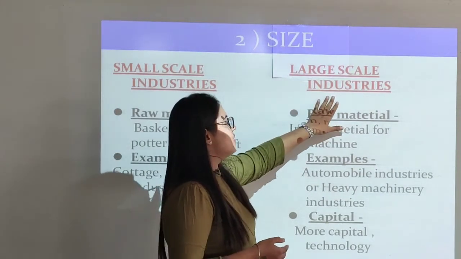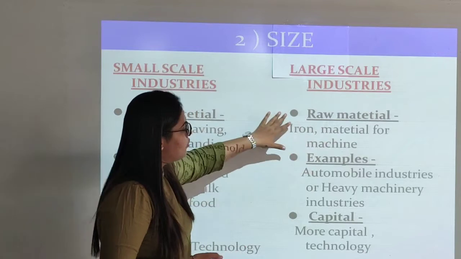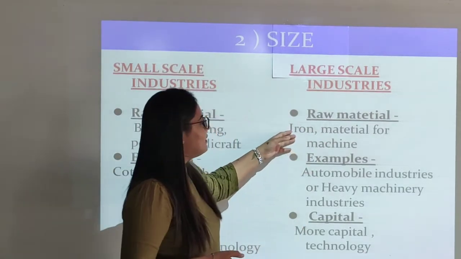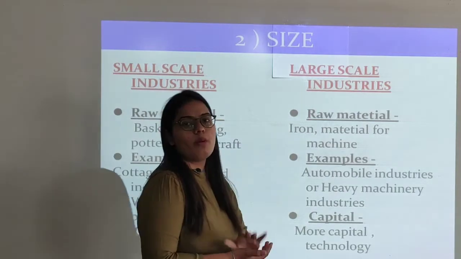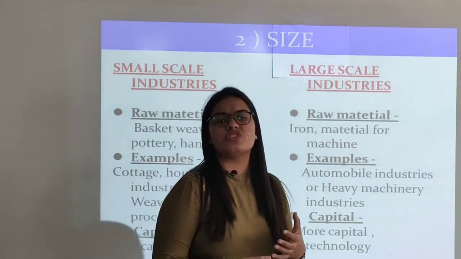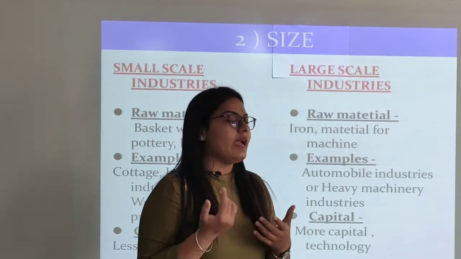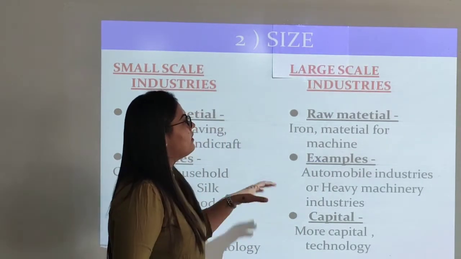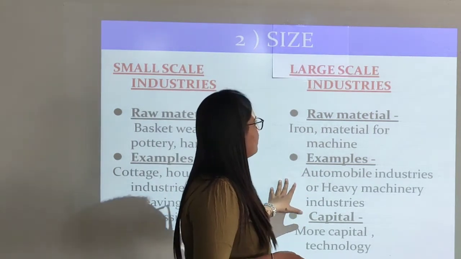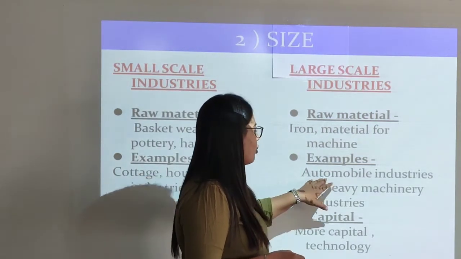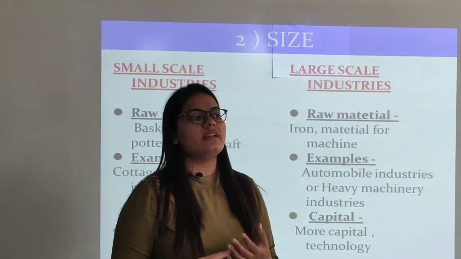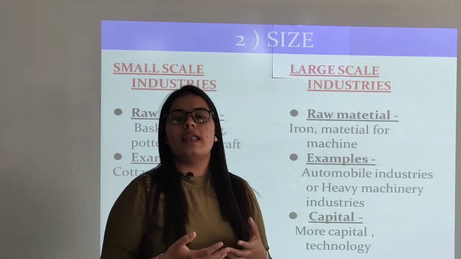Now large scale industries are also divided into raw material examples and capital investment. Iron is used as a raw material in large scale industry. Material required for machinery, like screws and nuts, are examples required in the large scale industry. Examples of the large scale industry are the automobile industry and the heavy machine industry. Heavy machine making industries are examples of large scale industry.